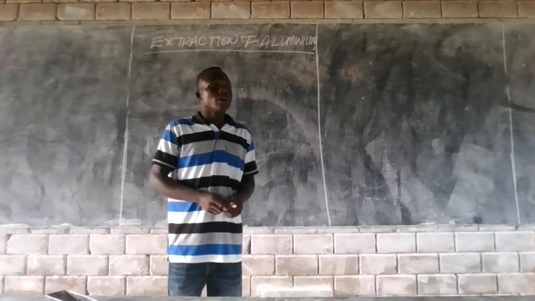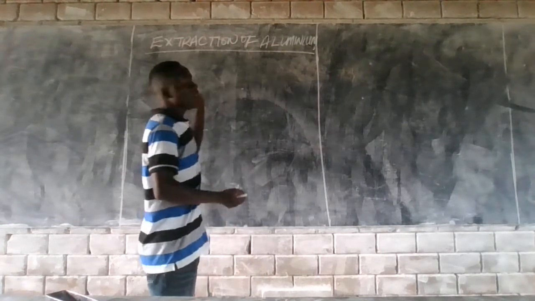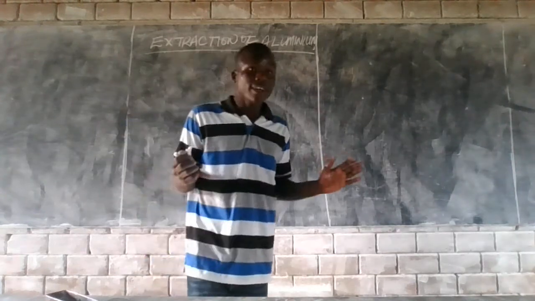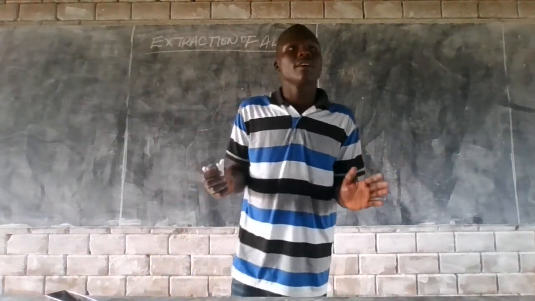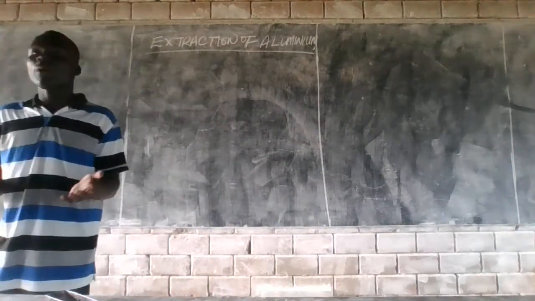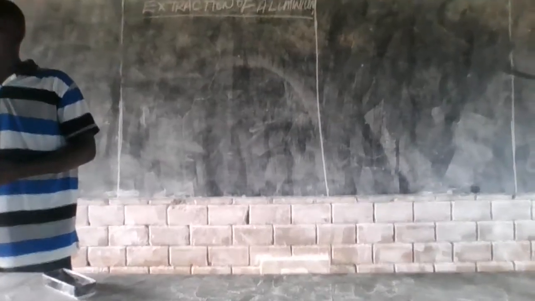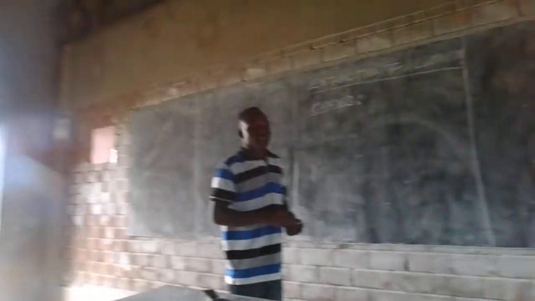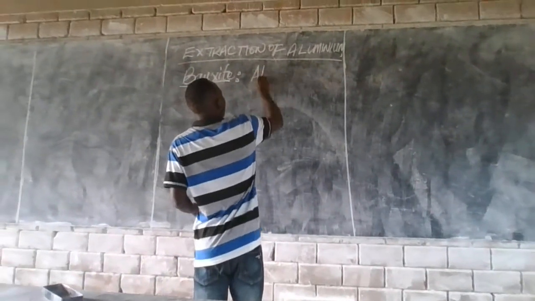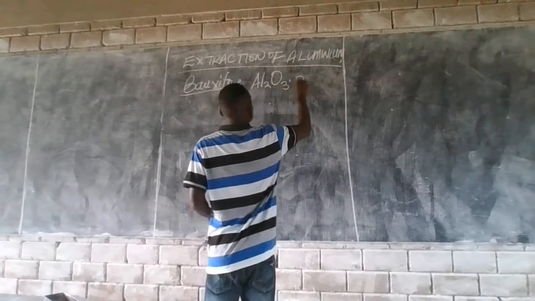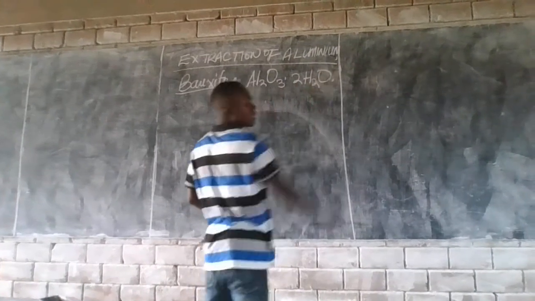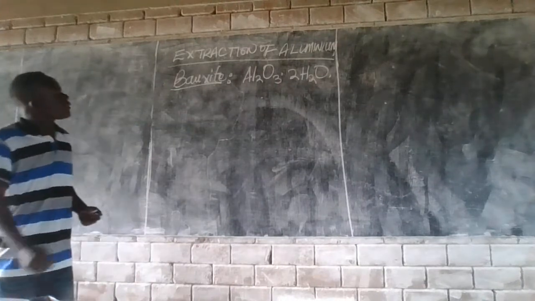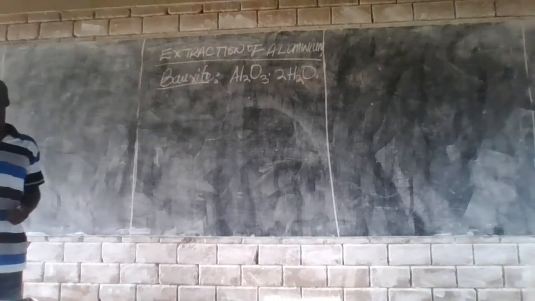So we are going to learn about extraction of aluminium. Okay? Are we fine? From which ore are we going to extract aluminium? From bauxite ore. The ore is bauxite, which is aluminium oxide, 2 moles of water of crystallization. Okay? Then we have a lot of impurities which are found in the bauxite ore.